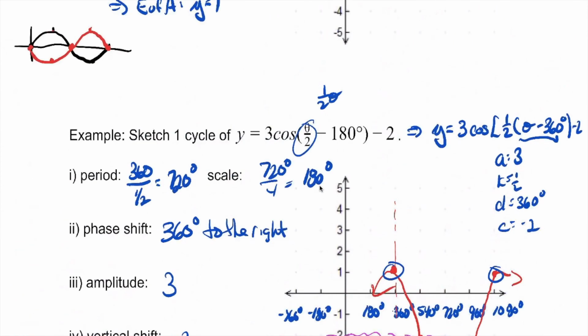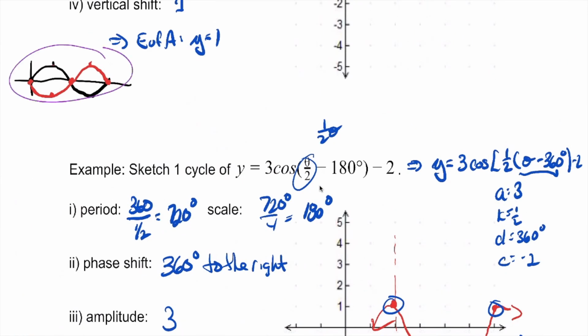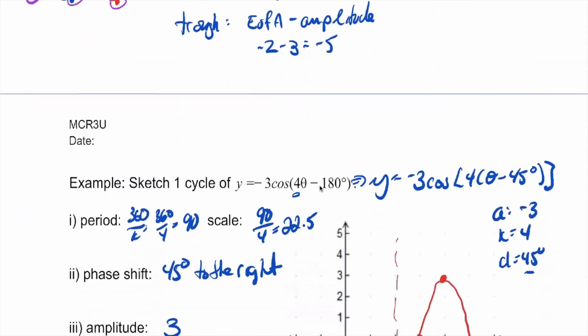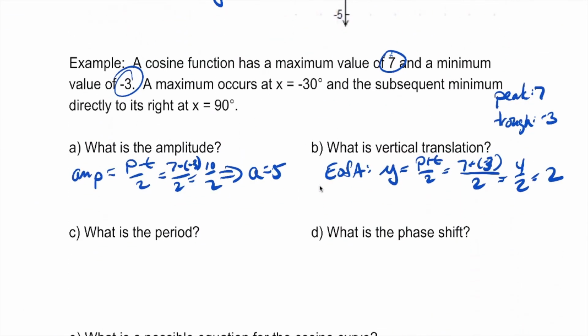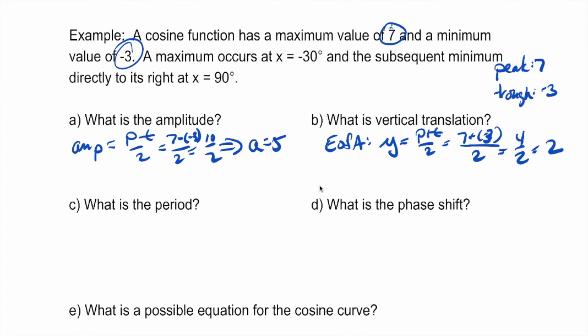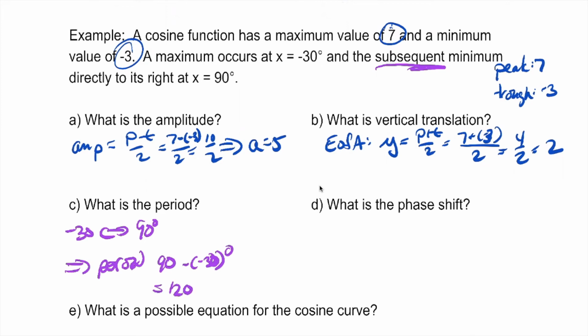We can see that as well when we look at the sine curve. So here, if we calculate the distance between the peak and the trough, it's important that this is the subsequent minimum. The maximum happens at minus 30, and we're going all the way to 90 degrees. So that implies that the period in this case is 90 minus a negative 30, which is 120 degrees.